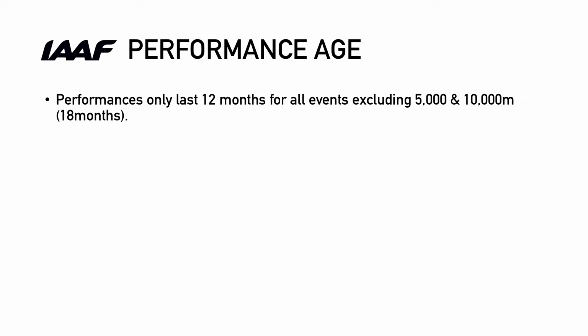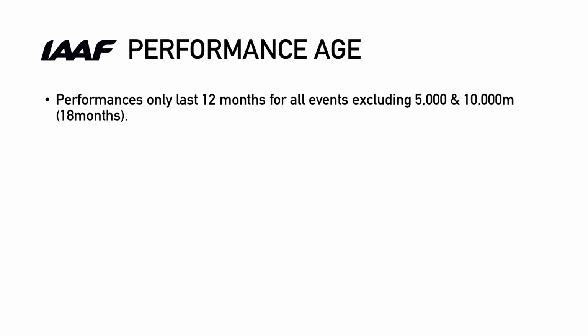And finally, the last component is the performance age. And this is essentially how old your competition performance was relative to the current date. Okay, so the window of performances is 12 months for pretty much every event, aside from the 5K and the 10K where it's 18 months. So any performance that you did that was older than 12 months won't count towards your world ranking score. It has to be recent.